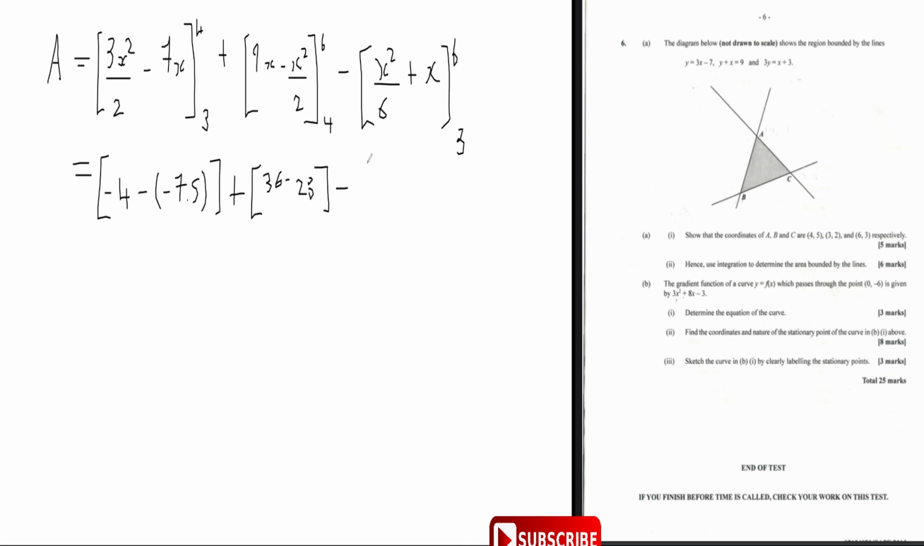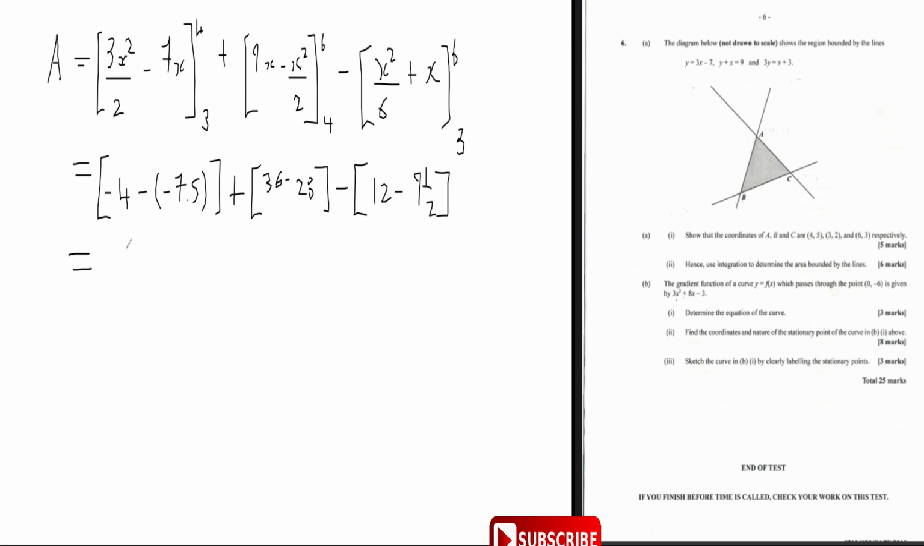Minus, I put in 6 now. Put in 6 squared. 6 squared is 36 over 6, which is 6, plus 6, which is 12. And I put in 3. 3 squared is 9. And I get 9 over 6 is 1.5 plus 3, which is 9.5. So I subtract 9.5. Okay, almost finished. So now I put all of this in my calculator.